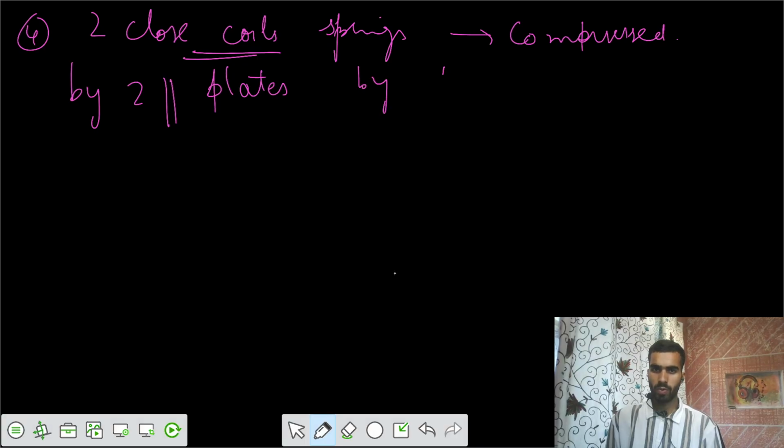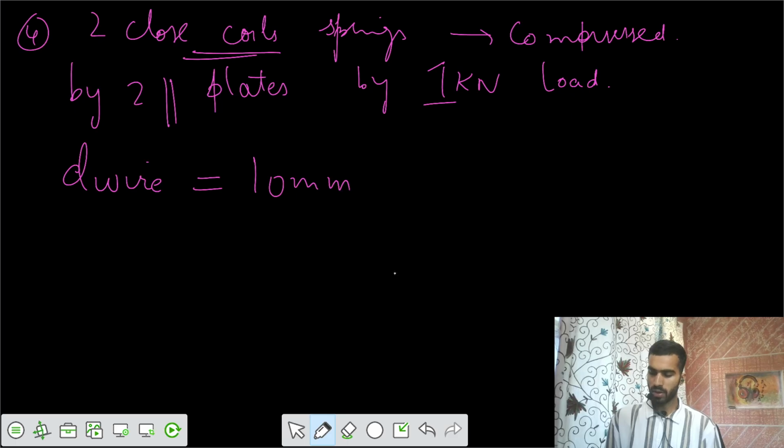By a load of 1 kilonewton, you are applying a load of 1 kilonewton, and we have two springs. They got compressed because we have two plates attached. We had fixed them in between two plates. Then the diameter of each spring wire is 10 millimeter.